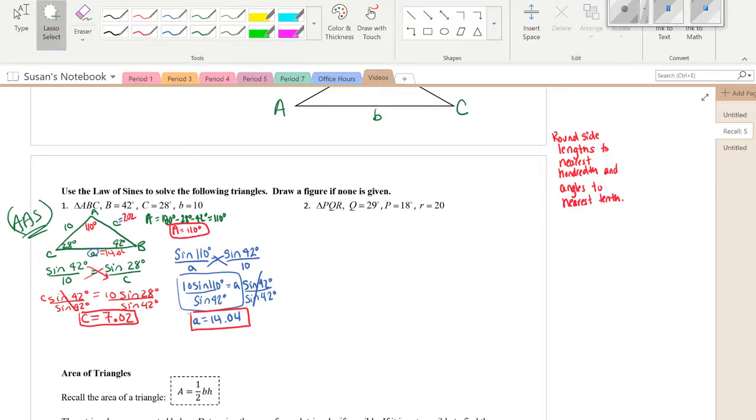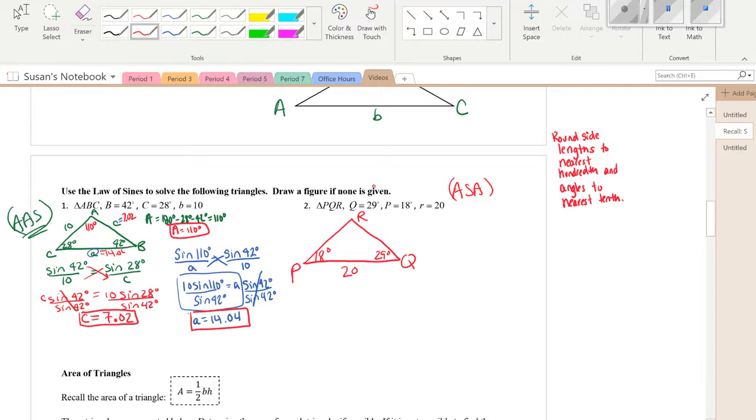So for this one, same thing. We want to first draw a picture of our triangle. So we have triangle PQR. So P, we use this as Q and R. P is 18 degrees, Q is 29 degrees, and we have the side opposite R, which is 20. So in this case, it is angle side angle. And now we can start to solve.